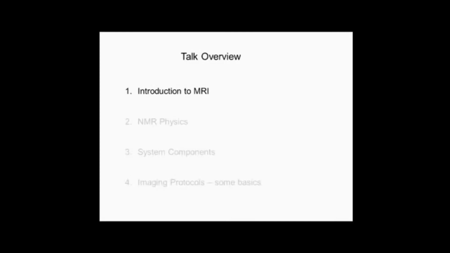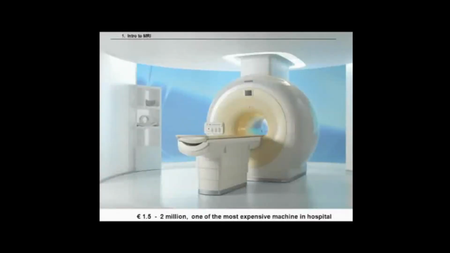So just to begin then with an introduction to MRI. This is a picture of a very modern clinical whole body scanner. It's a very large and expensive piece of equipment, one of the most expensive you'll find in a hospital, at about 1.5 to 2 million euros. Most of what you see is just a very large magnet, which generates a very large magnetic field directed along the bore of the magnet like this.